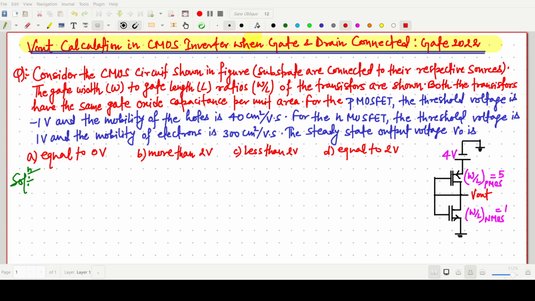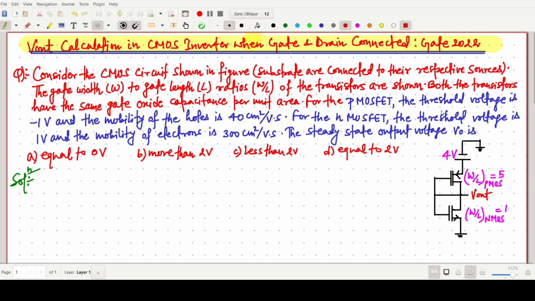Welcome everyone. In this video, we will solve a GATE 2020 EC question in which we have to find out the Vout. In this question, given a CMOS circuit in which the substrates are connected to their respective sources, so we are not showing the substrate connection. The W/L ratio of the transistors for the PMOS is 5 and for the NMOS is 1, and the gate oxide capacitance is the same.